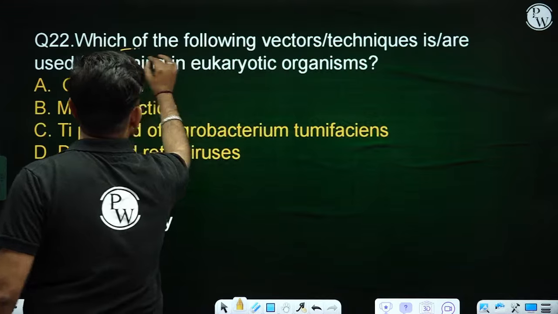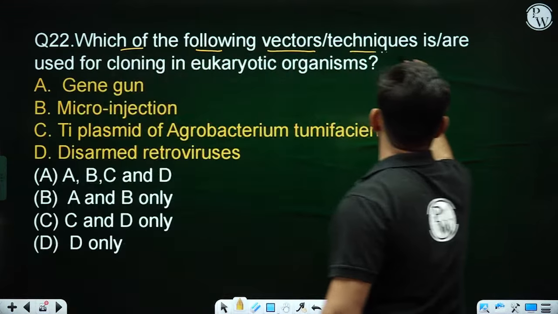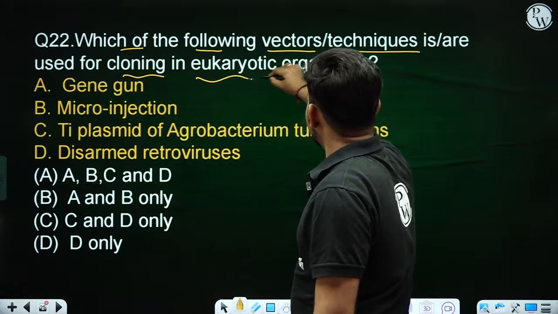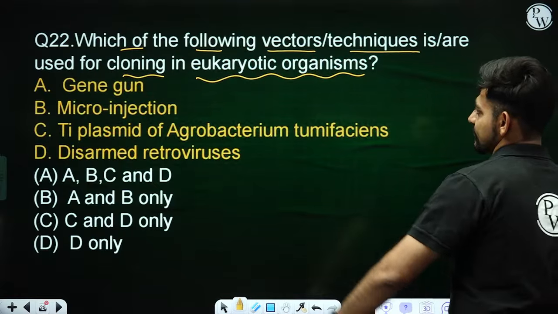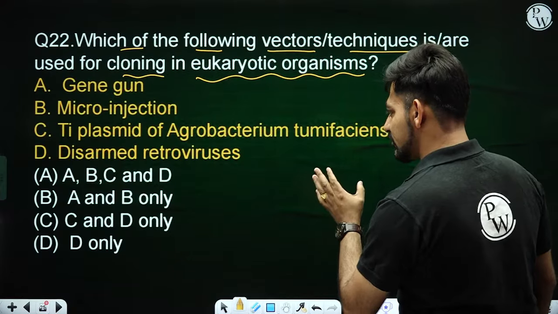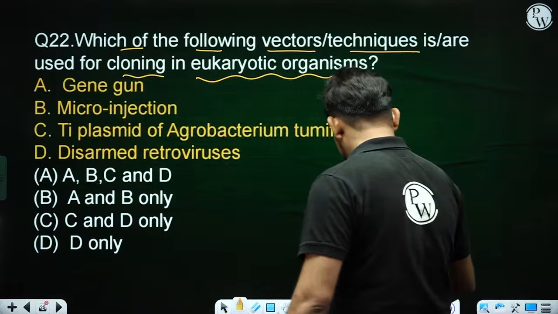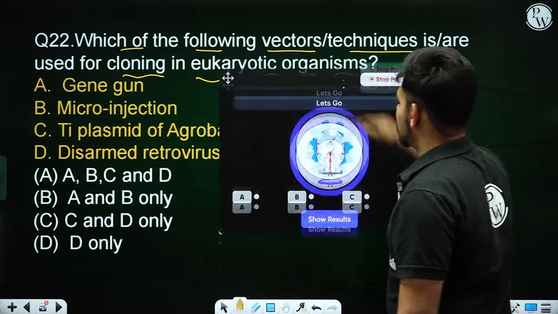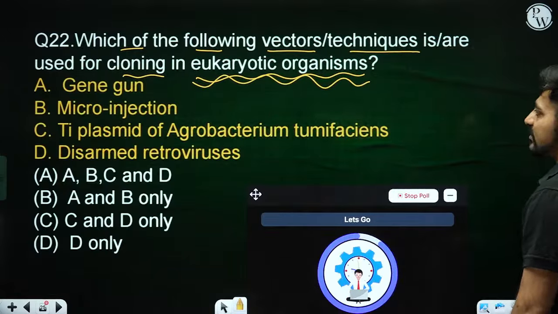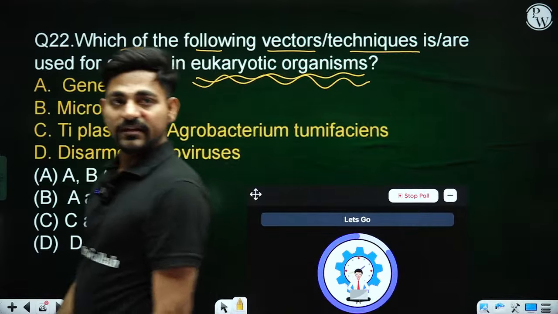Question 22. Which of the following vectors or techniques is or are used for cloning in eukaryotic organisms? Okay. Gene gun, microinjection, Ti plasmid, disarmed retrovirus. We have to check for this particular point. You have to transform eukaryotic organisms, not prokaryotic.